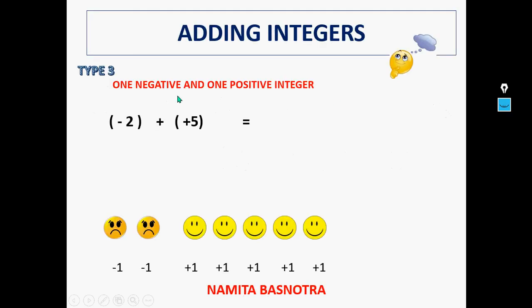Type 3 is when you have one negative and one positive. Till now we were having the same negatives and positives. But now this is type 3, and I really enjoy doing this. So what happens if you have plus 1 and minus 1? We cancel it and it becomes 0. So what I have done here is, minus 2 means I have made 2 sad faces, and plus 5 means I have made 5 happy faces.